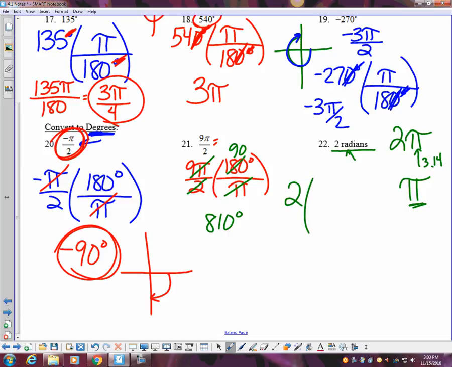So when I take the 2, I still want degrees. But I have no pi to cancel with my 2. So when I do this on my calculator, I'm going to do 2 times 180, and then I'm going to divide it by pi. Make sure you keep the degree symbol on your answer because that is your unit of measurement.